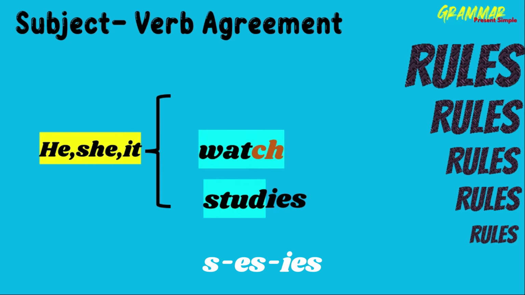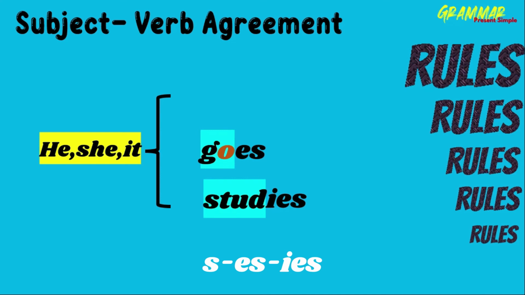The second rule is when we have the main verb and at the end of the main verb there are certain letters and sounds, like here, ch for watch, s for discuss, x for fix, sh for wash, and o for go. Here we have to add es. He goes, he watches, he fixes. Es.